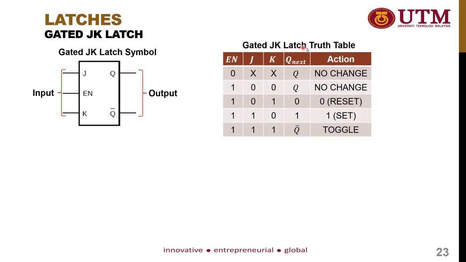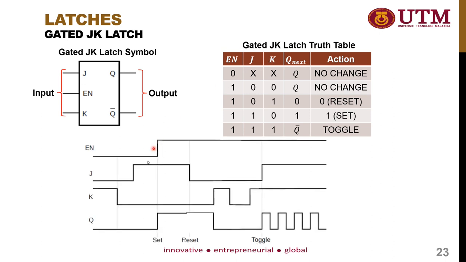And this is the gated JK latch truth table. For the gated JK latch, you need to observe the enable pin. If we set the enable equal to 0, there are no changes in the output. It doesn't matter what the value of J and K is, the output will not change. When the enable is set to 1, it will work exactly like the active high SR latch, except for the last condition, when J equals 1 and K equals 1. When this situation happens, the output will toggle. For the rest of the input situations, it is similar to the active high SR latch, where J represents S and K represents R.